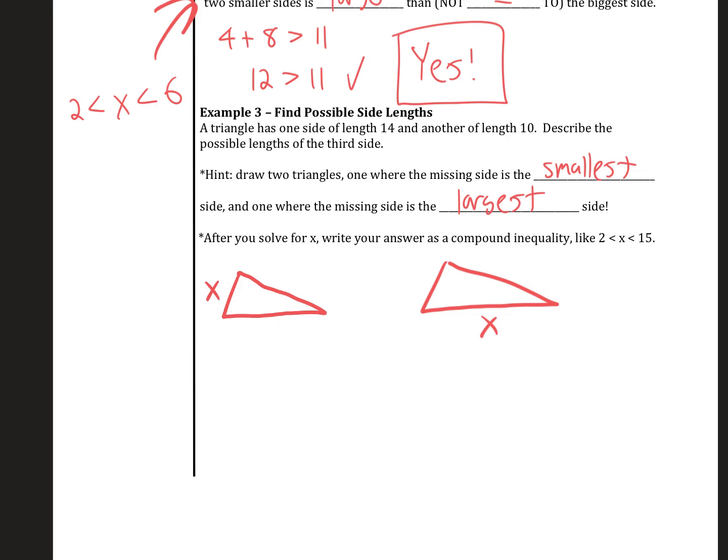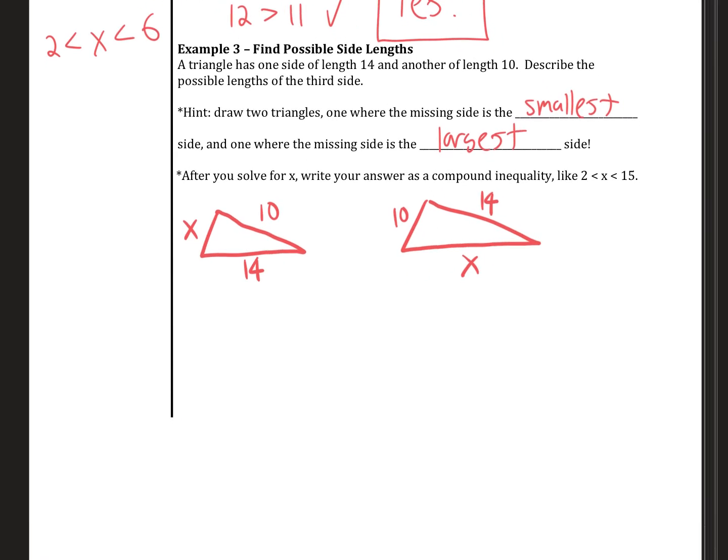What are the other two numbers we have in this problem here? We have 14 and 10. So I'm going to put 10 over here, 14 over here. And over here, I'm going to put 10 over here and 14 over here. Now we're going to do what we did before. We're going to take the two smaller sides and see if it's bigger than the third side, and see what we come up with here.